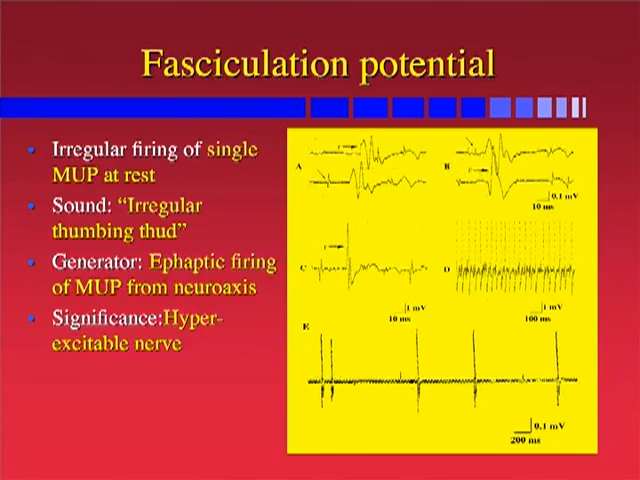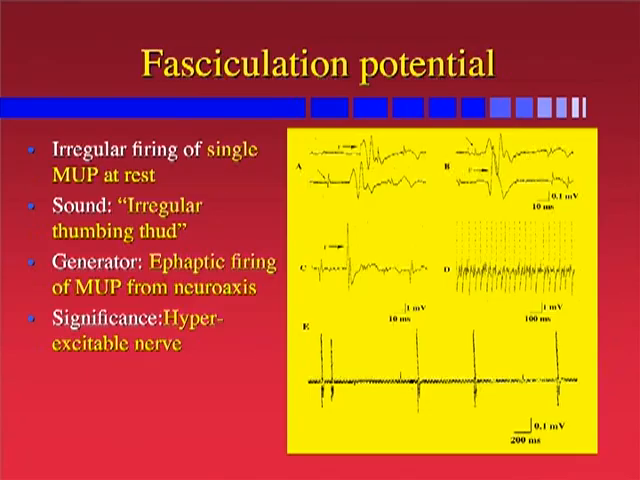Fasciculation potentials and spontaneous MUP discharge. Clinically, fasciculation refers to the visible twitching of muscles. It's usually fleeting, but can be continuous, simulating a bag of worms. Fasciculation is recorded as fasciculation potentials by the EMG needle. These are characterized by the irregular firing of single MUPs and are usually accompanied by visible needle movement.